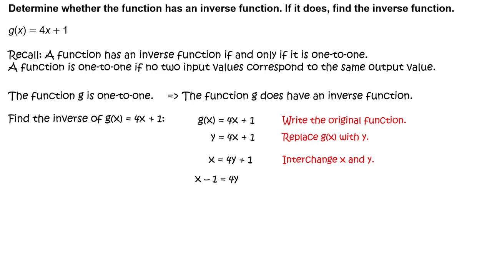First, subtract 1 from each side of the equation. x minus 1 equals 4y. Next, multiply each side of the equation by 1/4. 1/4 times the quantity x minus 1 equals y.